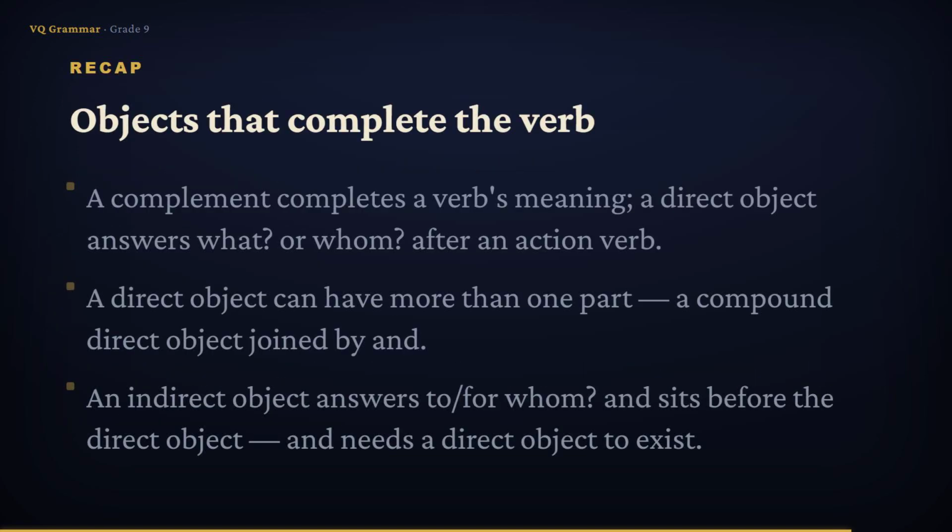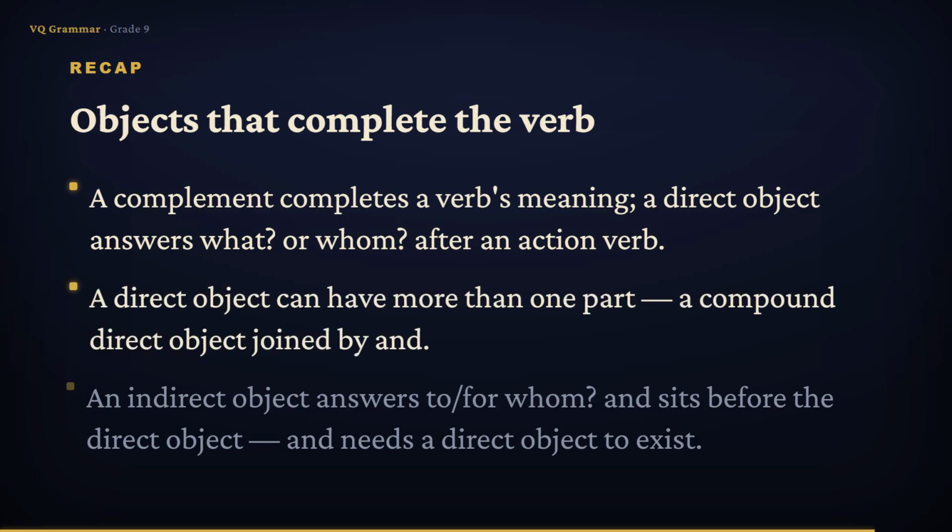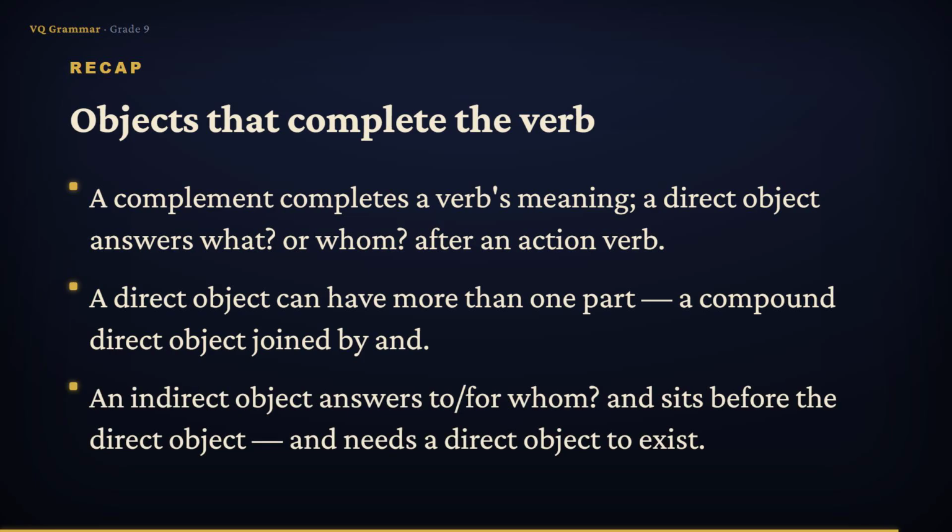Let's gather what we've learned. A complement is a word or group of words that completes the meaning of a verb. And today we met two kinds. A direct object answers what or whom right after an action verb, and it can even have more than one part, giving you a compound direct object. An indirect object answers to whom or for whom, and it always sits in front of the direct object. Remember, you can only have an indirect object when a direct object is there too. Test it by rewording with to or for.